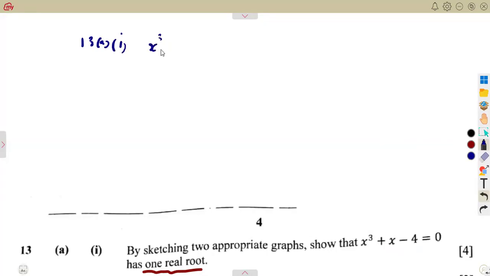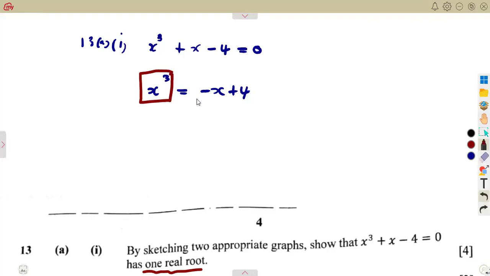It is x cubed, as we are given, plus x minus 4 is equal to 0. Then we transpose so that we remain with the x cubed, which is the cubic function. So that will be x cubed is equal to, transposing to the other side, minus x plus 4. What are we noticing here? We are noticing that a function y is equal to x cubed is equal to a function y is equal to minus x plus 4.